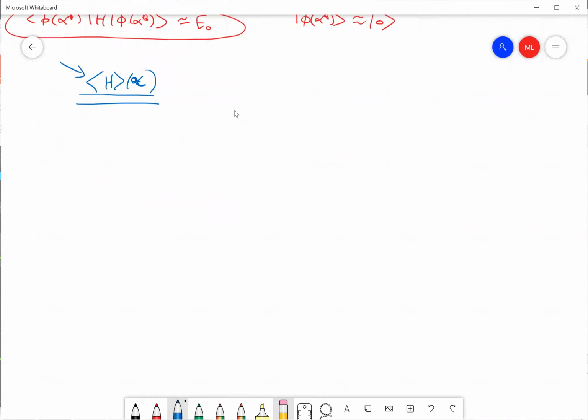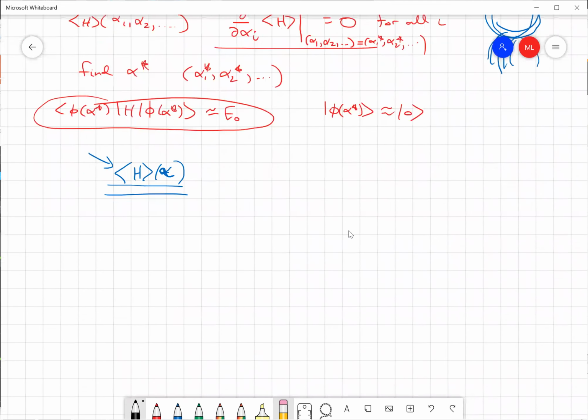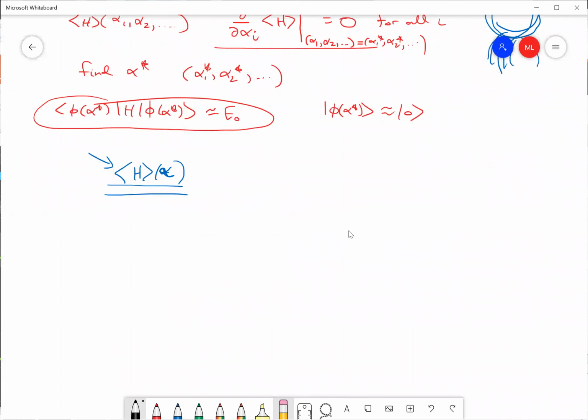Okay, so that's good too. So any more questions? Just one more. Great. There is a minimum. There's some optimal value of alpha, like alpha star 1 or alpha star 2, that's going to give you an approximation or close to the ground state energy, right?